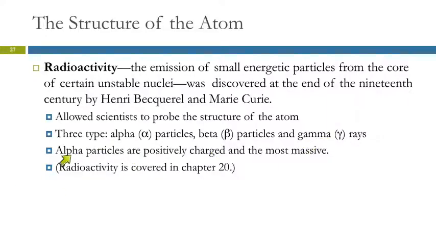And what we're interested in here are the alpha particles. Alpha particles have positive charges, and of the three types of radiation, they are the most massive. Okay, a lot more about radioactivity will be covered in Chapter 20, which is in a class called Chem 1B, so we're not going to be going there. But anyway, we now know enough.